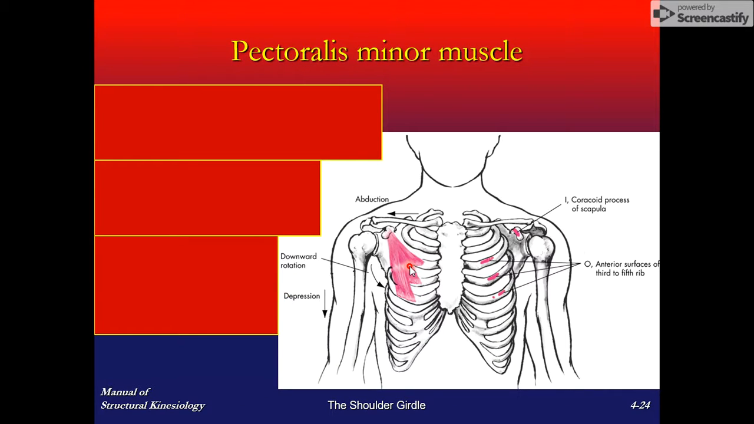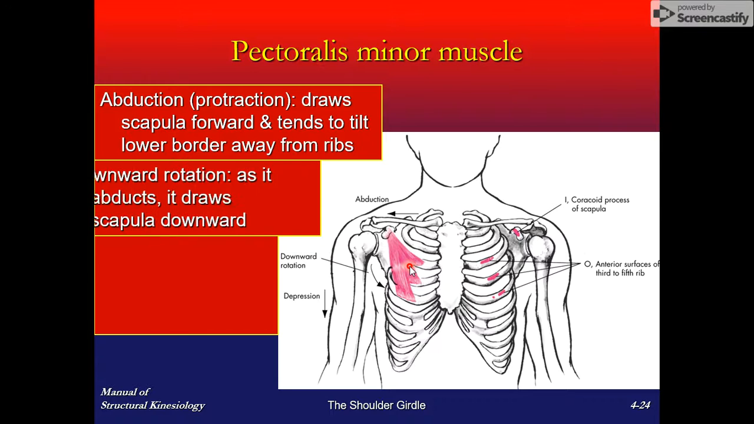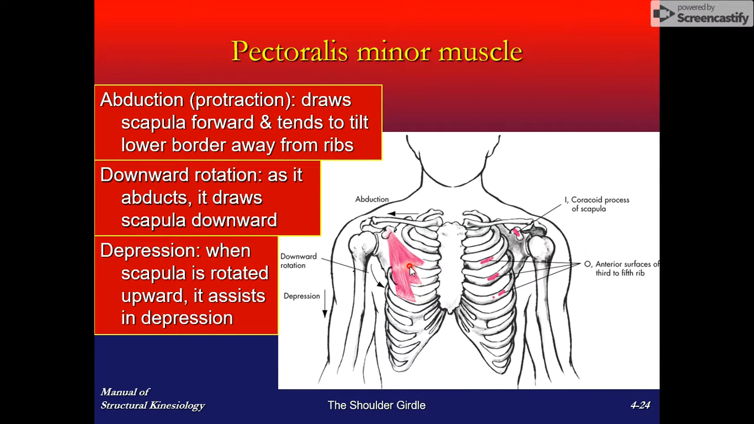Pectoralis minor, you'll find, is deep to the pectoralis major. It's responsible for abduction, protraction, drawing the scapula forward and tending to tilt the lower border away from the ribs. Downward rotation: as it abducts, it draws the scapula downward. Depression: when the scapula is rotated upward, it assists in depression. Here it is right here.